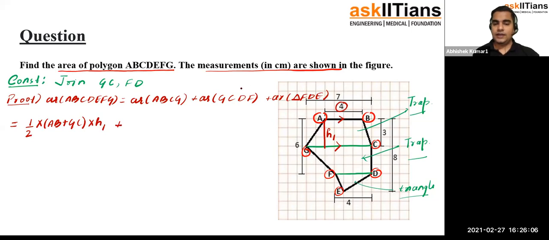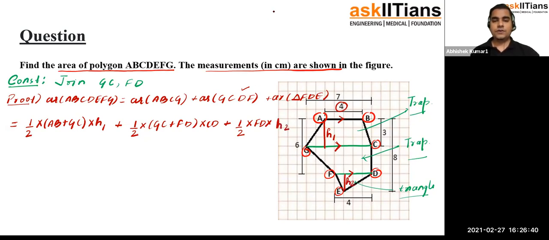If you have to calculate the area of this trapezium, then this GC will be parallel to FD. So you will have 1/2 multiplied by GC plus FD into height. What is going to be the height? Here height is going to be CD, you can say. And when it comes to the area of this triangle, you have base, which is FD. So 1/2 into FD. And what is height? Let me draw height from here. That is H2. Clear? Height is H2.